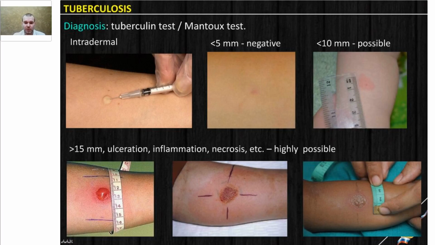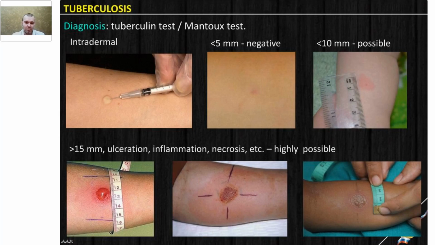If the reaction is between 5 and 10 millimeters, it is possible infection. Why possible? Because if the subject was vaccinated recently or previously, that reaction can be due to the vaccine strain. And actually, every vaccinated subject should have that positive reaction between 5 and 10 millimeters.